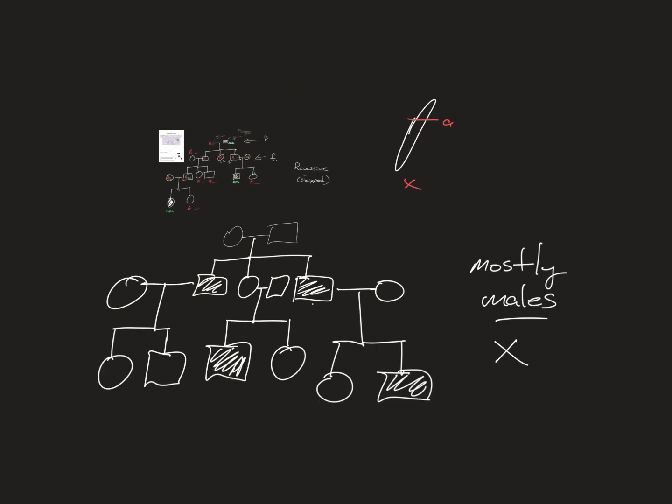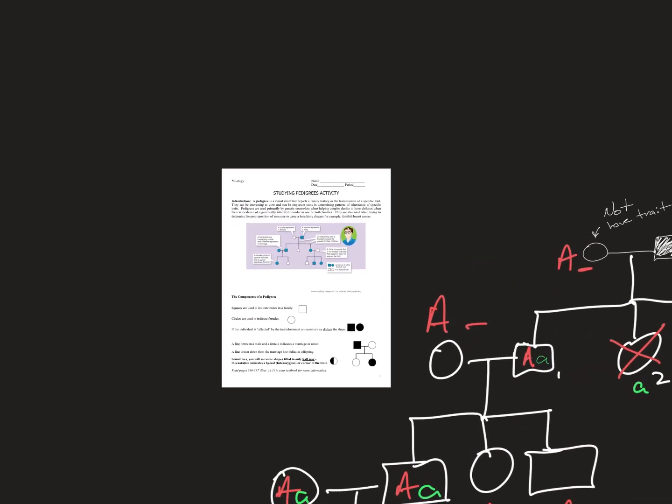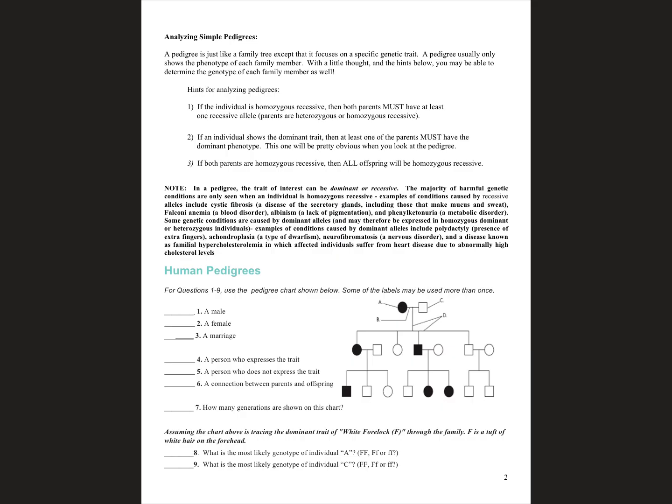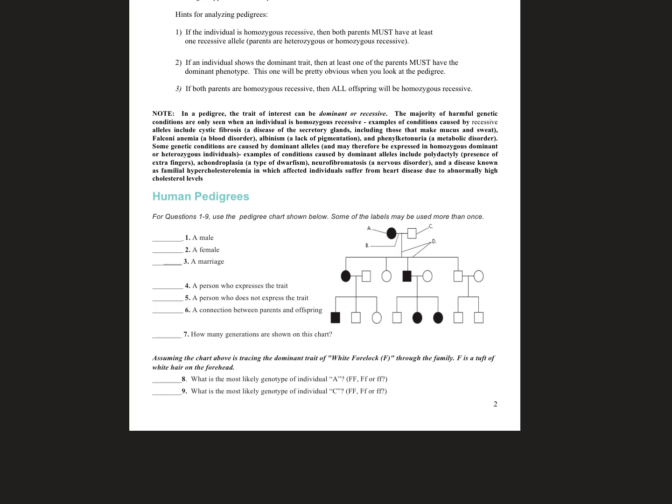Okay, so let's take a look at what we have here. The squares that are used to indicate males tell you exactly what you need to know to analyze this. Also, remember you have further notes and details in your assignment in Schoology. When you look at questions 1 through 9, you use a pedigree chart and some labels, and some of the labels may be used more than once. You'll see this says that in a pedigree, a trait can be dominant or recessive. So remember that, all right?